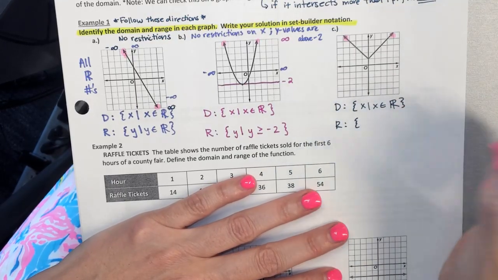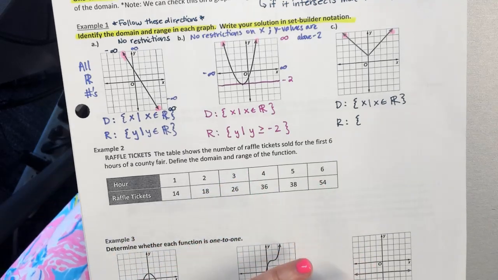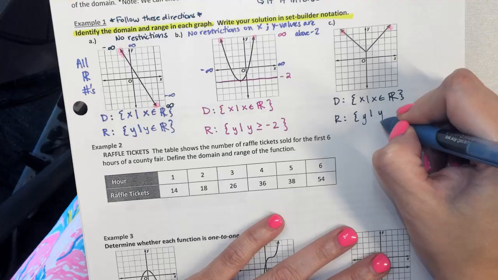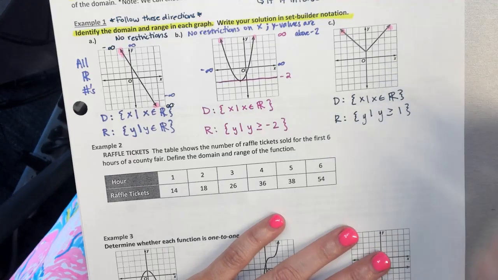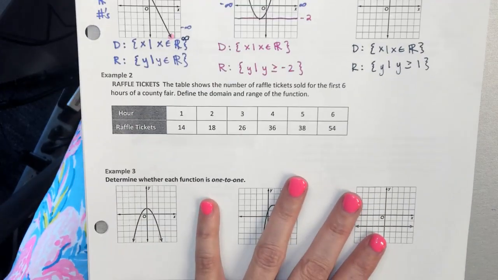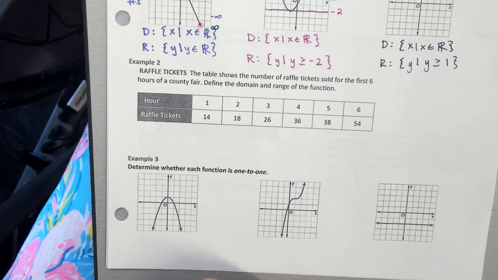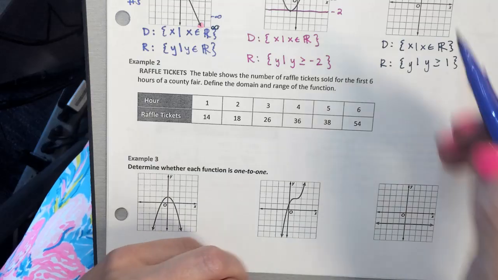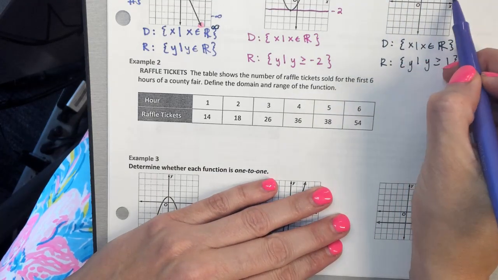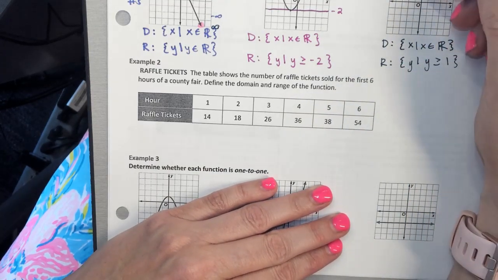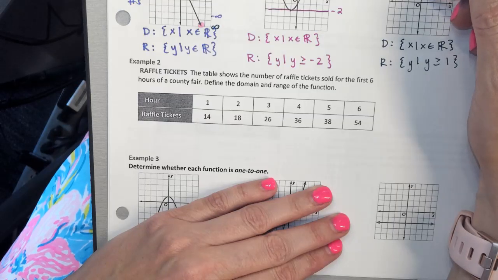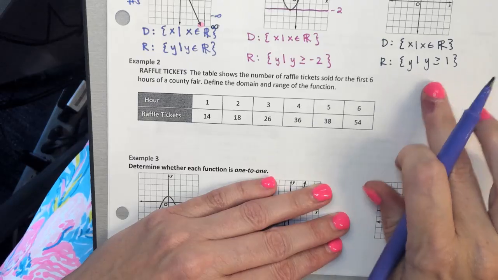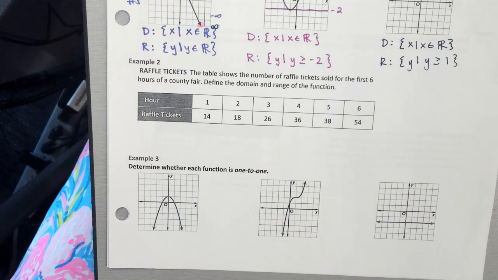Okay, and then for your range, all of your points are above what number? 1. So it's y such that y is greater than or equal to 1. Y is what? So like this will be your 1. So all of the y values, this will be the lowest one. The highest one will be infinity. And so it'll be y is greater than or equal to 1.